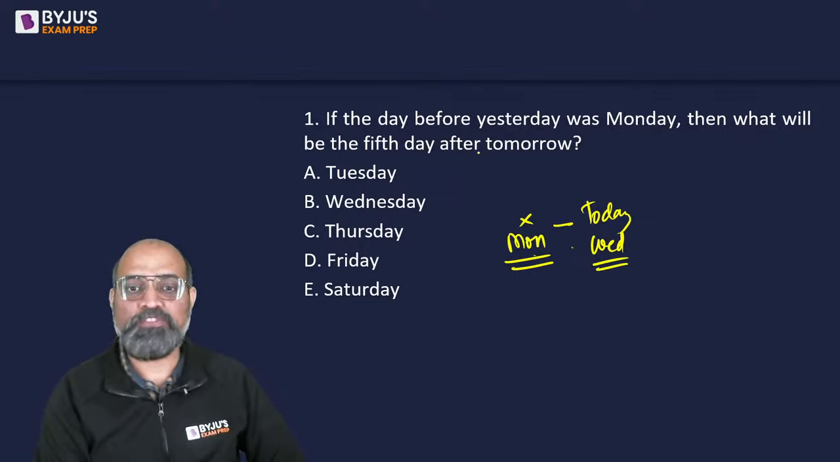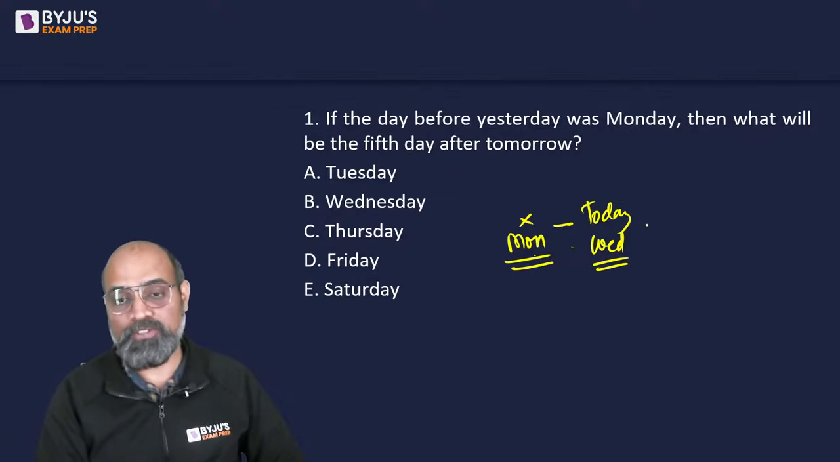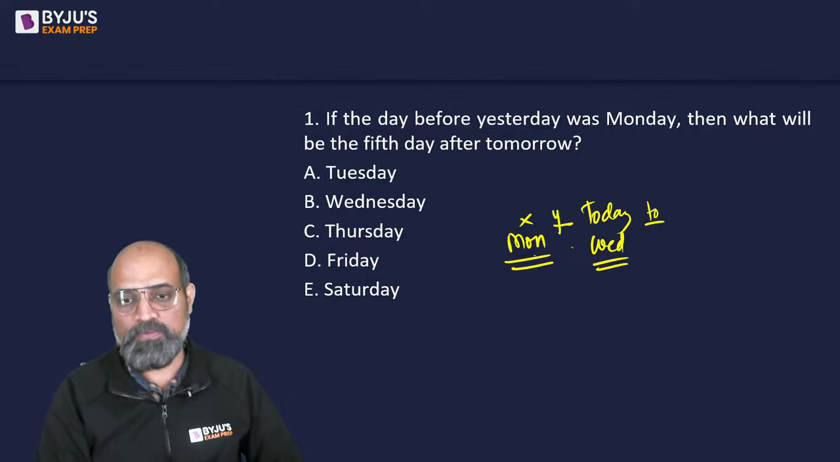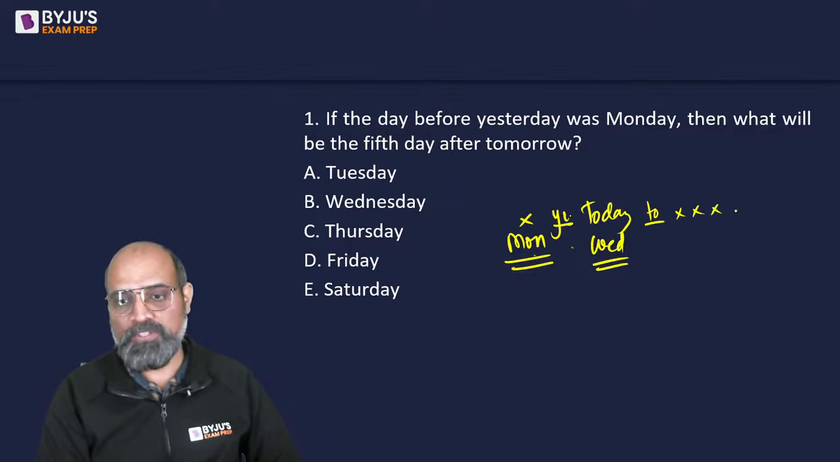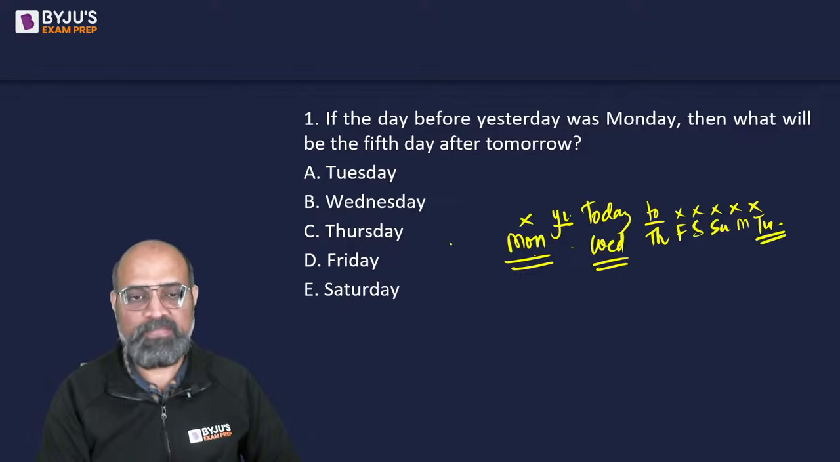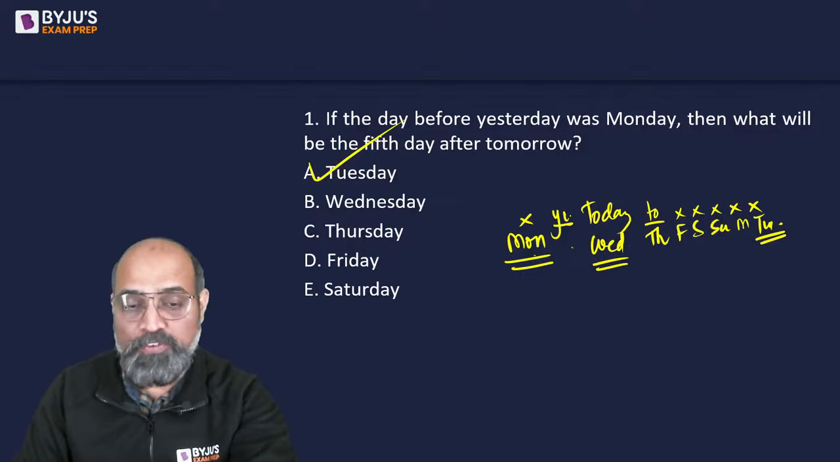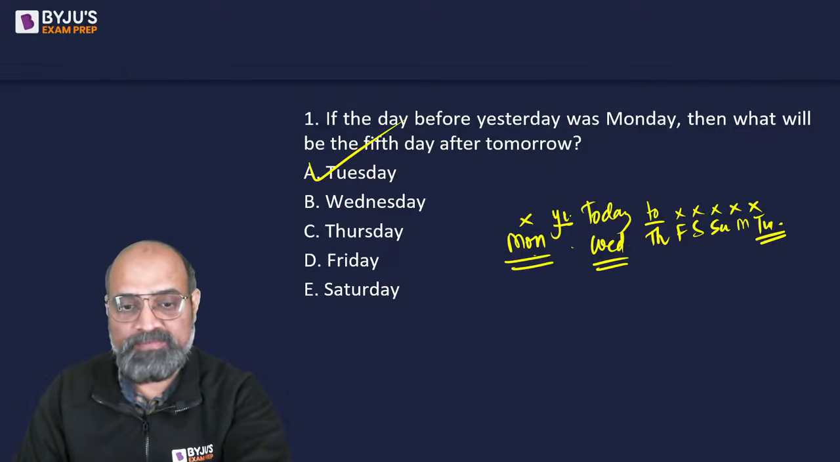Then what will be the fifth day after tomorrow? So this is tomorrow, right? And this was yesterday. Fifth day after tomorrow means one, two, three, four, five. So this is Wednesday, this has to be Thursday, Friday, Saturday, Sunday, Monday, and then again Tuesday. So Tuesday is what we should get the answer as.